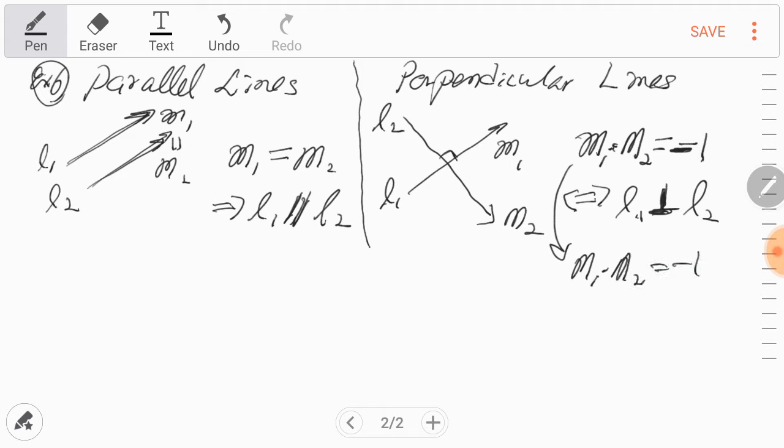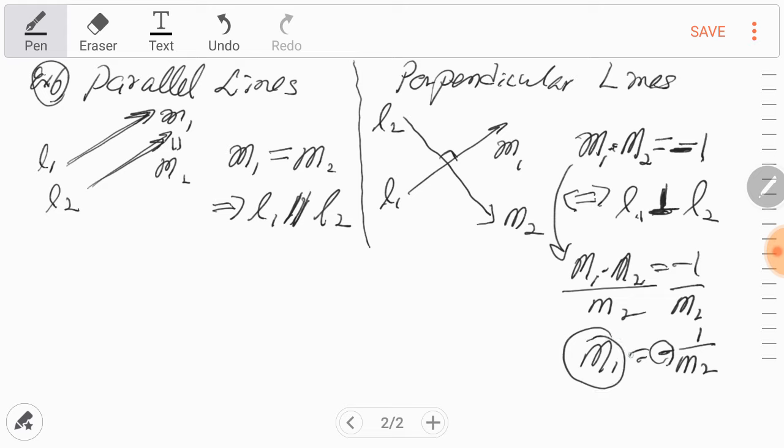If you divide both sides by m2, then m1 is equal to -1 over m2. So this is the relationship. If the slope of one line is the negative reciprocal, this is the reciprocal of m1, of m2, the slope of line 2, then the two lines are also perpendicular.